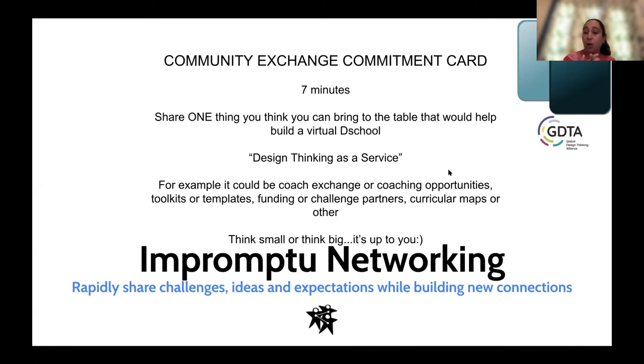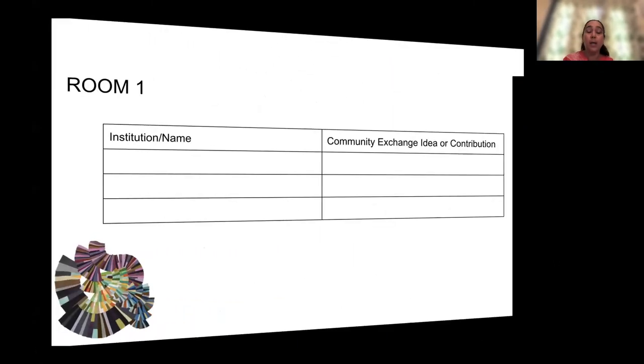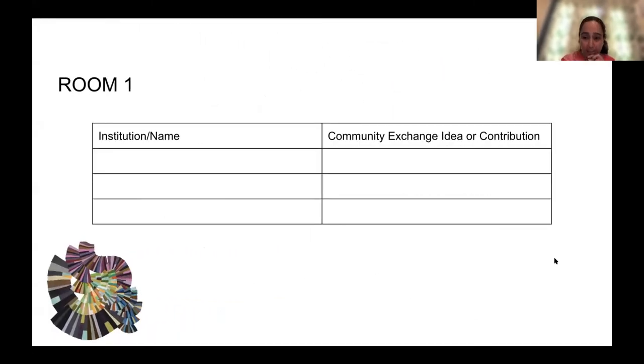It could be a challenge partner that you heard that really wants to work in Africa or in the Middle East, a curricular map, an idea for academic integration, a very small idea or a very big idea. It's really up to you, but we're going to network for 7 minutes. To do that, each Zoom room is going to work on a slide. I'm going to ask Raham in the chat to put the link to this Google slide deck. I hope Raham can hear me. And just pop it in the chat.